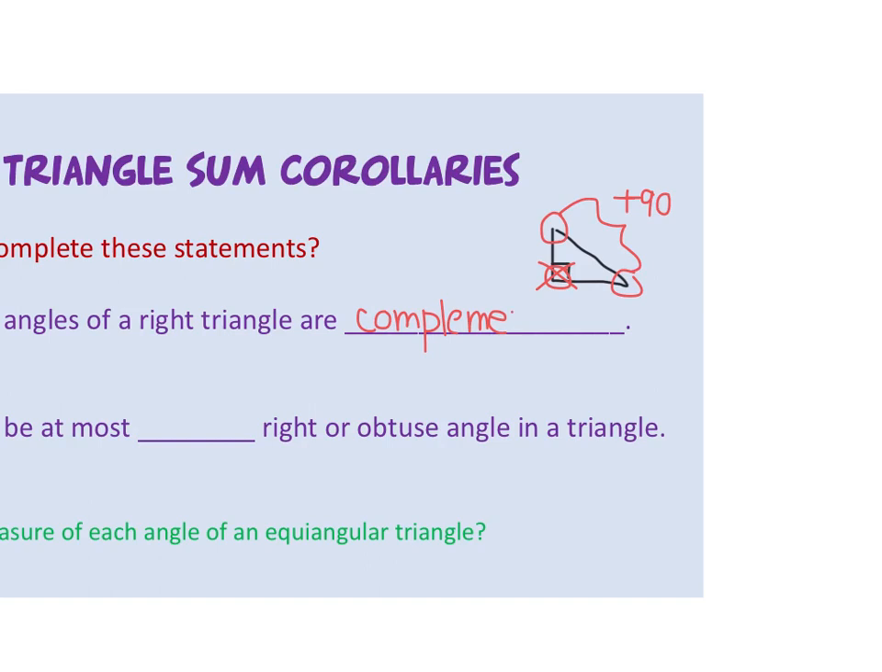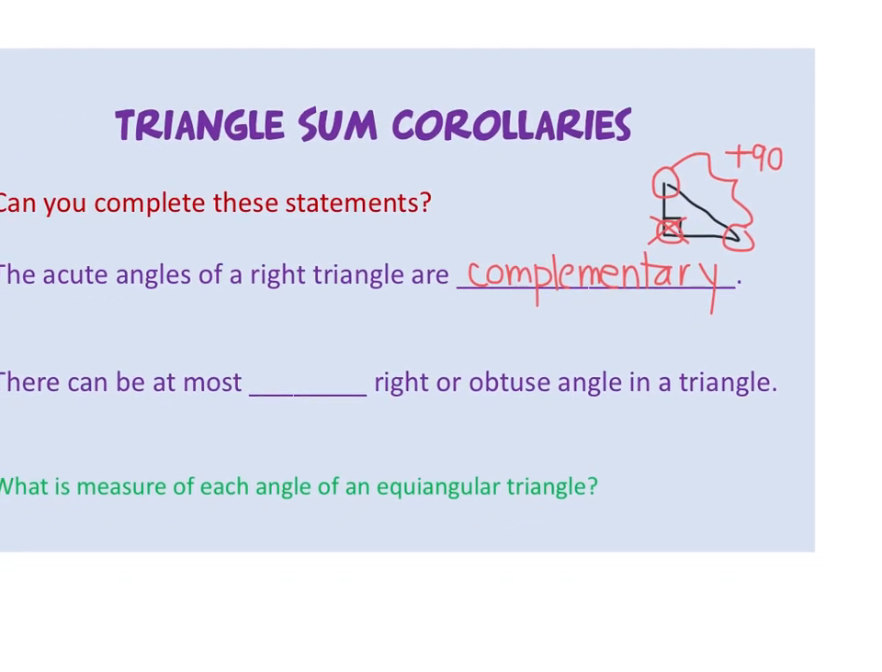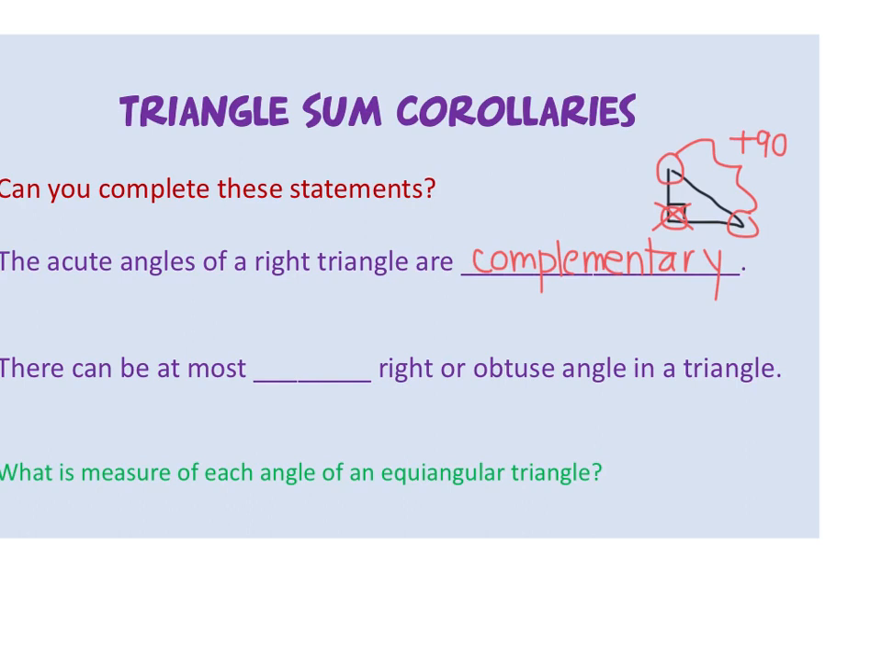And this will just save you a little bit of time. Anytime you have right triangles, you don't have to add all three angles. You could just add the two acute angles and know that they add up to 90.